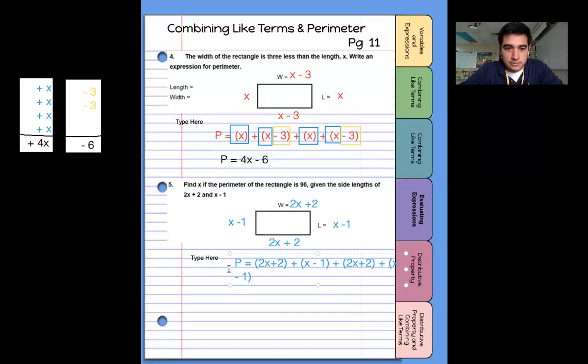Whoa, that was kind of long. Let me see if I can leave it on one line. There we go. So now we're going to box our like terms. So I'm going to box my x's in red. So I have 2x here. I have 1x here. I have 2x here. 1x here. Okay. Now we're going to box our constants. So I have plus 2 here, minus 1 here, plus 2 here, minus 1 here.